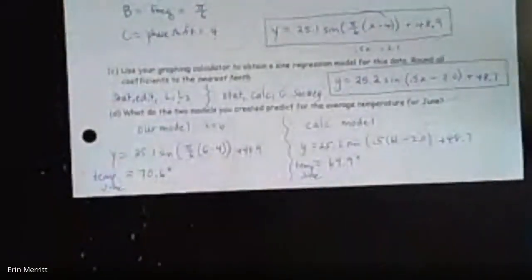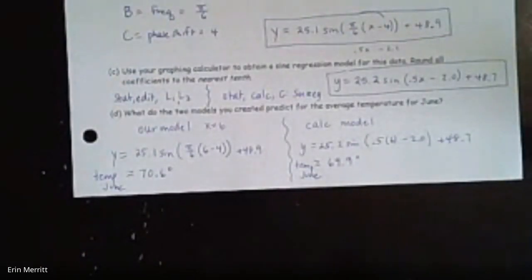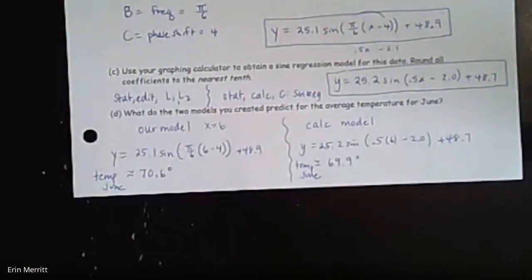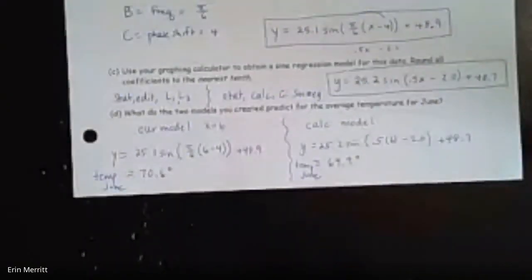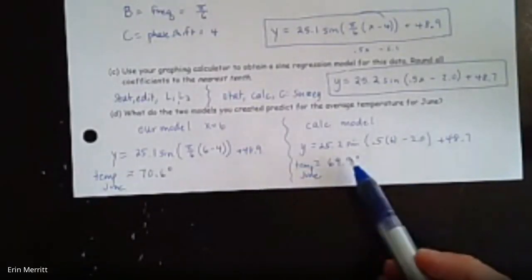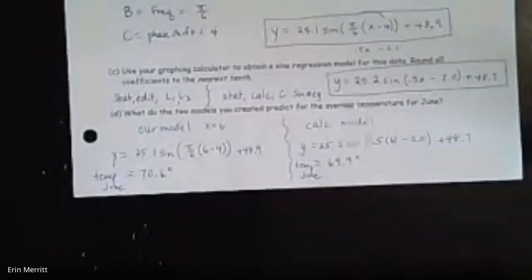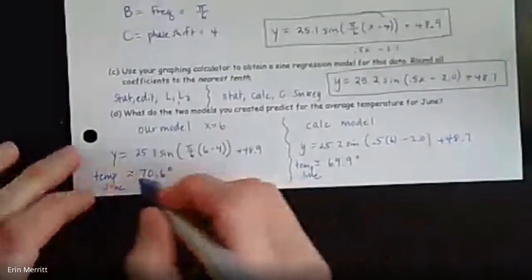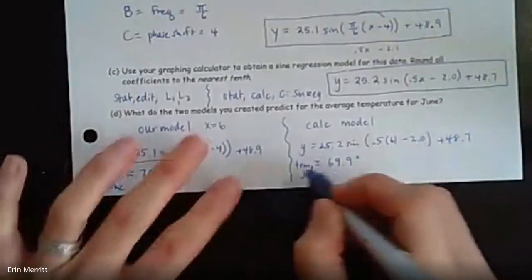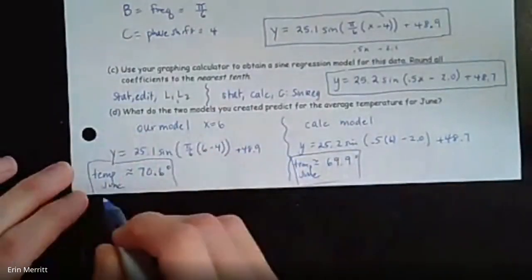Now, which one should be more accurate? It should be the calculator. Even though we're super smart, the calculator is using the actual data and can get a little bit more accurate versus our just graphing and estimating from there. So it's supposed to be 68.9. So the calculator model's off by about a degree. We're off by about 1.5 degrees, not even 2 degrees. It doesn't say which one's better. It just said, what did the models predict? In either case, the models are pretty darn close.